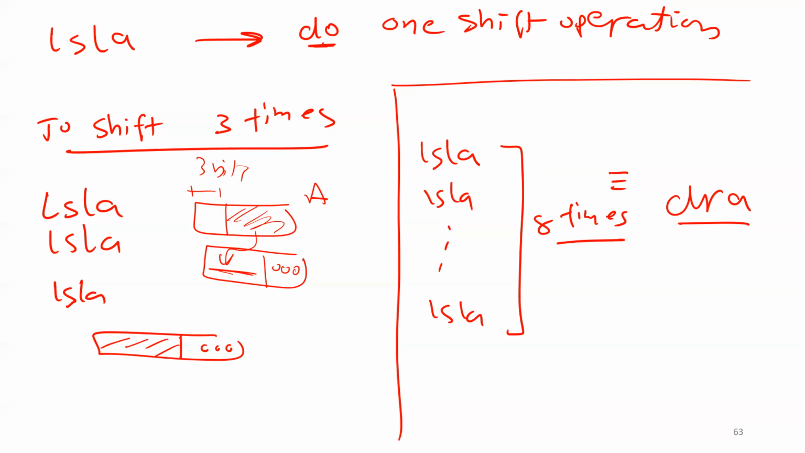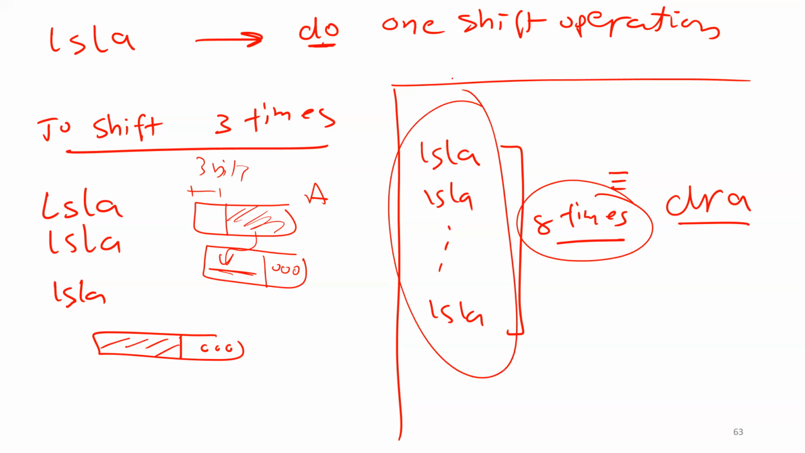Also, what happens if I shift 8 times for register A? What do you think is going to happen after you shift 8 times? Because every time you shift, you insert 0, so after 8 times this one is going to be similar to clear A, right?